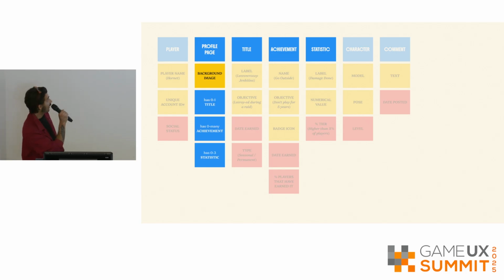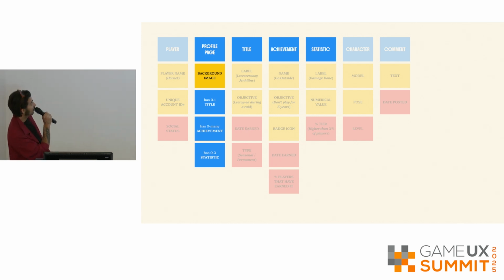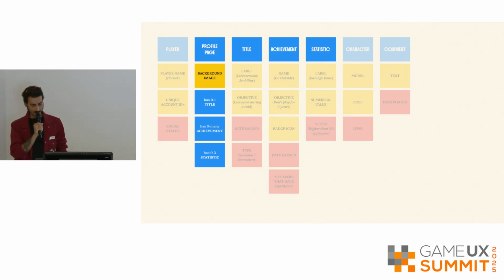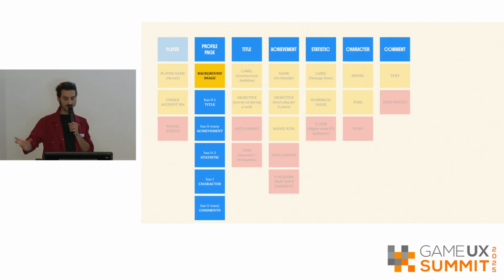We do this by adding these little statements. Has 0 to 1 title, has 0 to many achievements, has 0 to 3 statistics. This is how we express the cardinality. However, cardinality by itself is not enough because we also need intentionality. So let's add the other one, profile page. It has 1 character and it also has 0 to many comments, right?